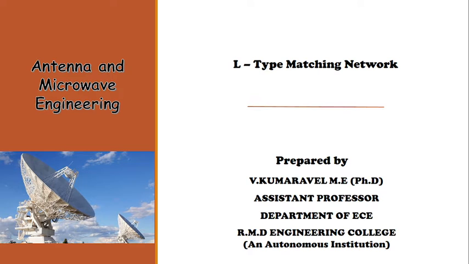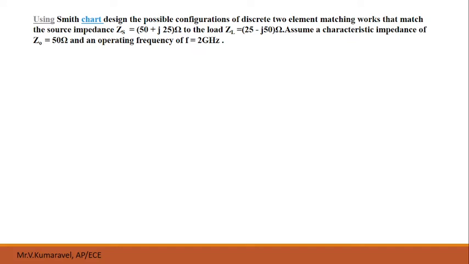Today's topic we are going to discuss is the L-type matching network. Let us consider a problem. Using Smith chart, we need to design a two-element matching network. The given data are the source impedance ZS is 50 plus J25 and the load impedance is given. Similarly, frequency is given and characteristic impedance Z0 is given. If Z0 is not given in the question, then we need to assume it to be 50 ohm. Okay, so now let us proceed.